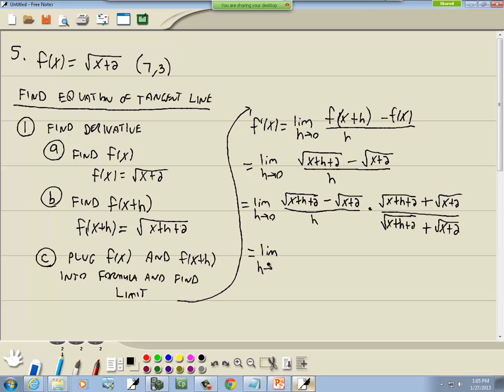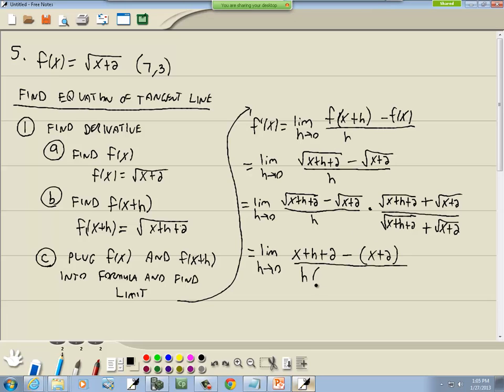Okay. Now up on top, when you're multiplying conjugates together, all you have to do is multiply your first parts and your last parts. So I'll take the square root of x plus h plus 2 times the square root of x plus h plus 2, which gives us x plus h plus 2, minus the square root of x plus 2 times the square root of x plus 2, which is just x plus 2. When the radicals are the same like that, it just drops away and leaves you what's underneath.